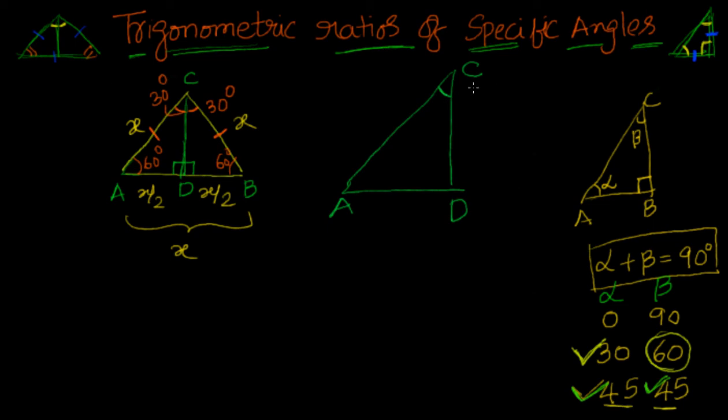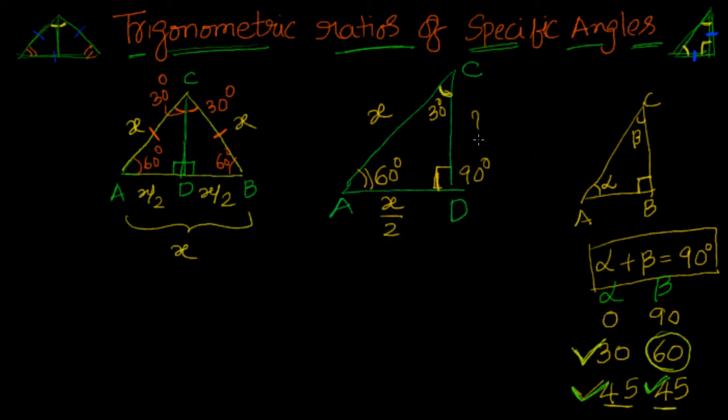We want 30 degrees and 60 degrees. We got 30 degrees and 60 degrees. Now this is really celebration time. This is 90 degrees. Okay, we know this is 60 degrees and we know this is equal to 30 degrees. And also we know this length is equal to x and this length is equal to x by 2.